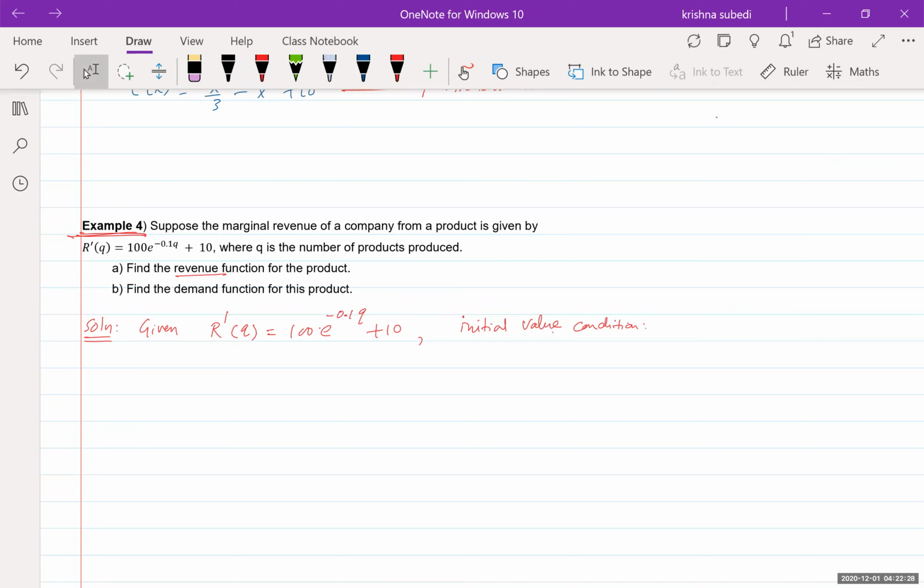Is it given in the first place? I think no. Okay, now remember, if the initial value condition is not given, we will not be able to calculate the particular solution, or the revenue function. So if the initial value condition is not given, we just say that there is not enough information given, and we just stop there.